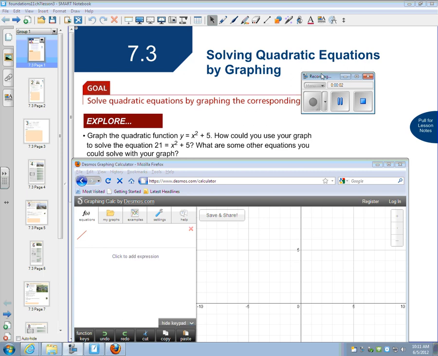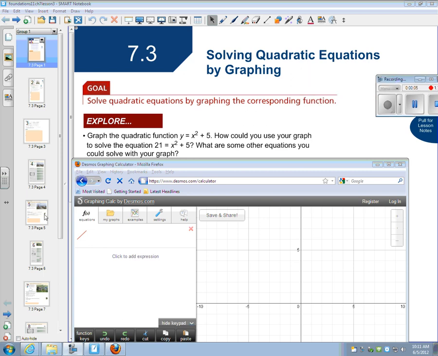Section 7.3, solving quadratic equations by graphing. So we're going to explore here. Graph the quadratic equation y equals x squared plus 5.